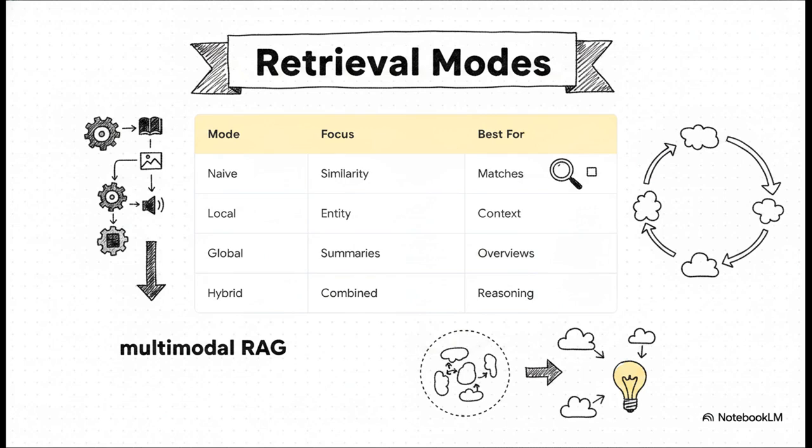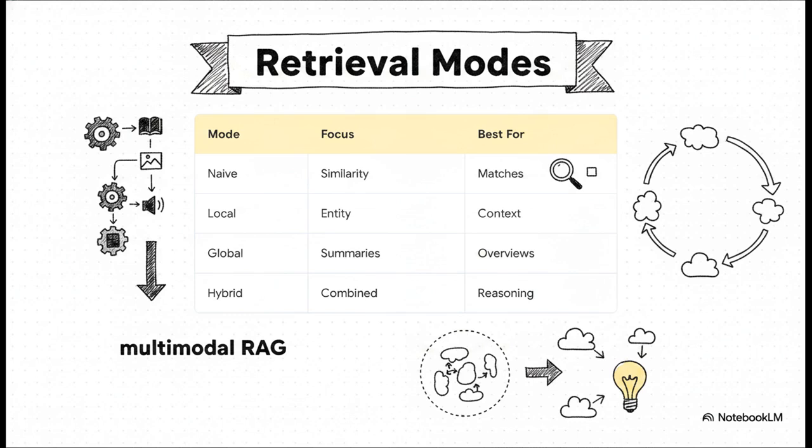Understanding these retrieval modes is honestly the secret to mastering this whole pipeline. The tutorial tests 4 specific modes. Naive is just your standard similarity search, which is great for direct text matches. Local focuses on specific entities and gives you really detailed context around a narrow topic. Global kind of steps back and uses broad community summaries for high-level overviews.